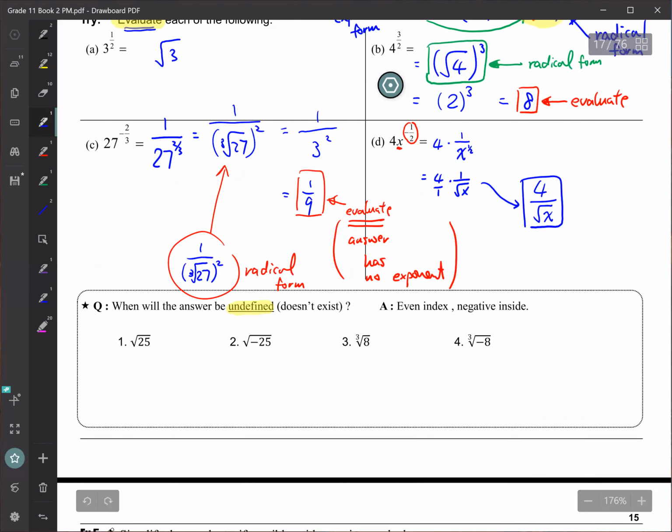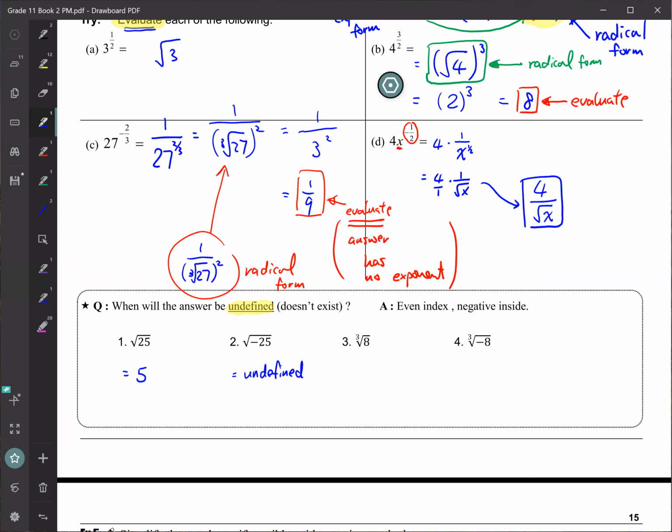So what is the meaning of undefined? It doesn't make sense. Yeah, okay, so for question 1, square root of 25, is that undefined? That's 5. It's equal to 5, right? So that one is okay. I think it's number 2. Yeah, okay, so why is number 2 undefined? Because there's no way you can have negative 25 squared. Negative square root, yeah, okay.